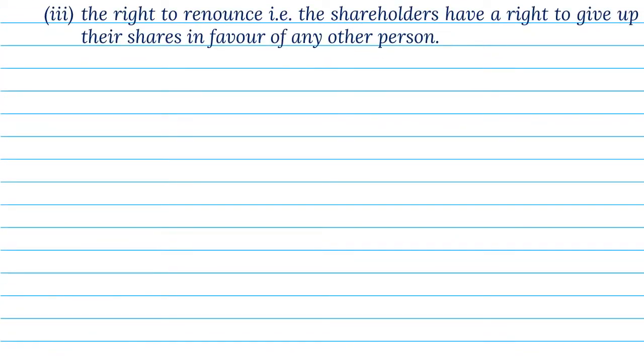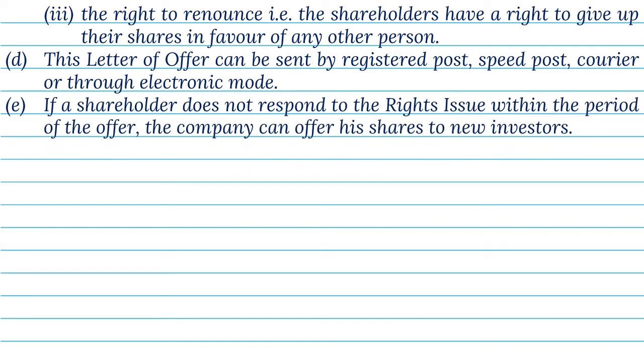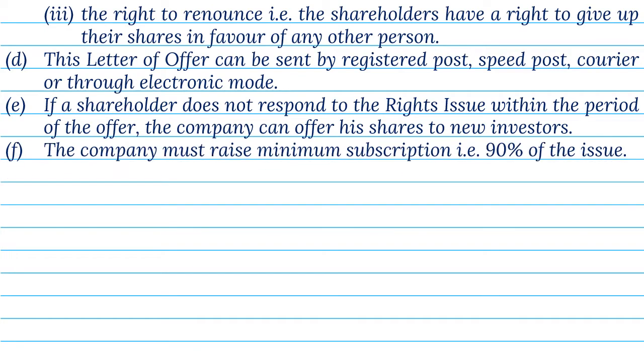3. The right to renounce, that is, the shareholders have a right to give up their shares in favor of any other person. D. This letter of offer can be sent by registered post, speed post, courier, or through electronic mode. E. If a shareholder does not respond to the rights issue within the period of the offer, the company can offer his shares to new investors. F. The company must raise minimum subscription, that is 90% of the issue.